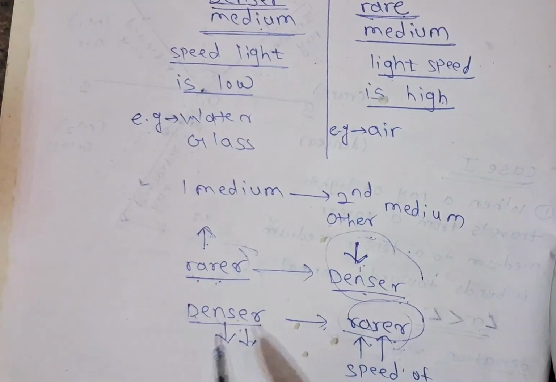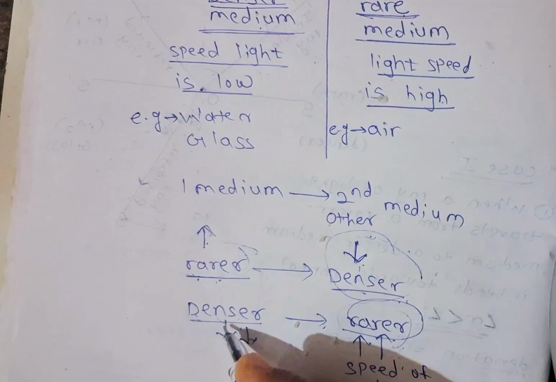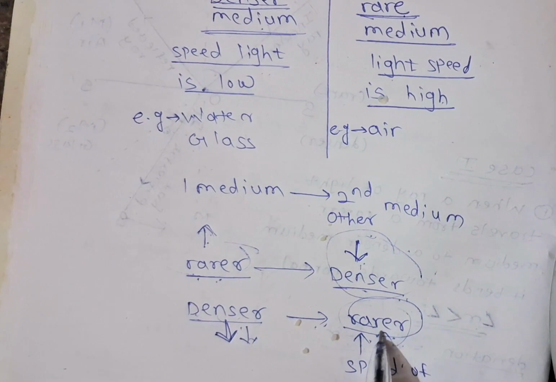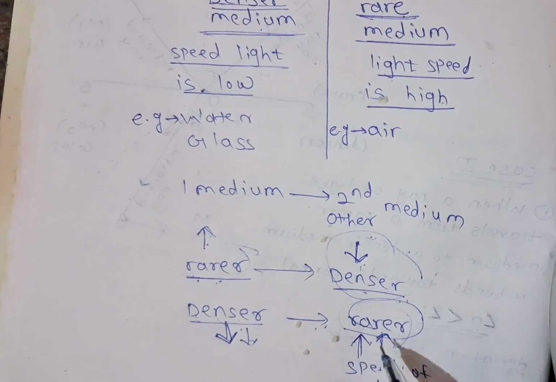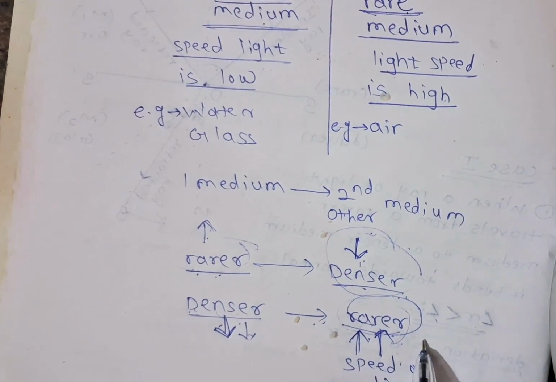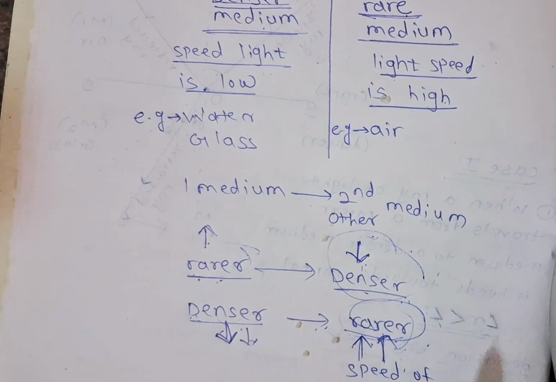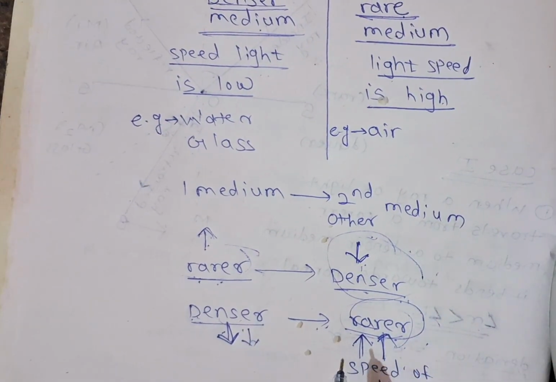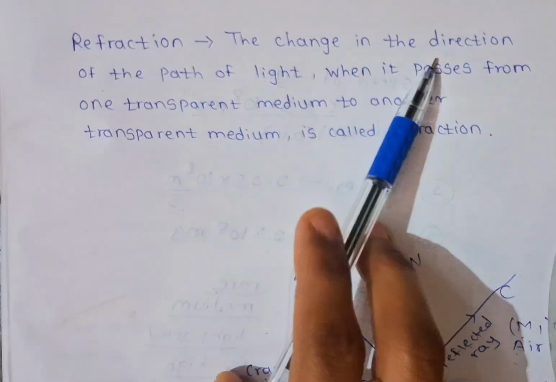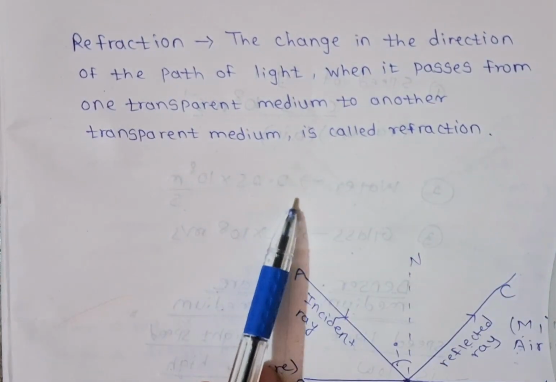And contrary to it, if the speed of light is initially less, and after passing through a transparent medium its speed increases, then the first medium we say is a denser medium, and the second medium is a rarer medium. So we see the definition of refraction, its three cases. What is refraction? Change in the direction of the path of light when it passes from one transparent medium to another transparent medium.